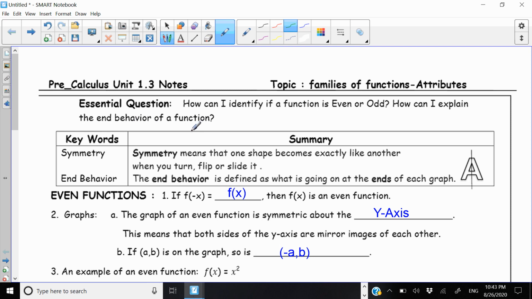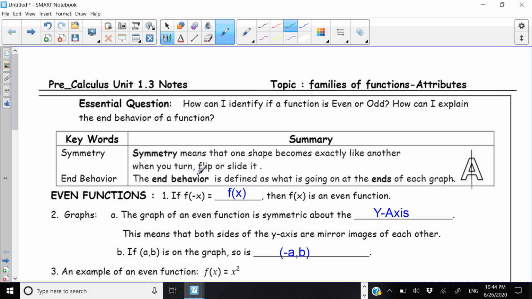These are some keywords that we're going to use today. So we want to see what is symmetry. Symmetry means that one shape becomes exactly like another when you turn, flip, or slide it. For example, here you see this letter A. If I flip this, or even basically if I fold it over this line, I will see that the two sides are going to be exactly like each other. So I can say this is symmetry to this line.